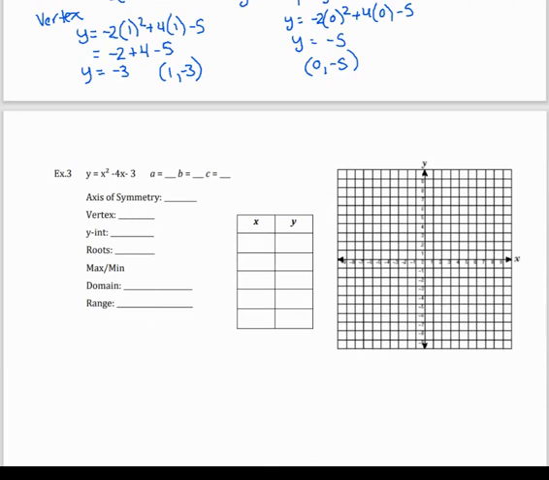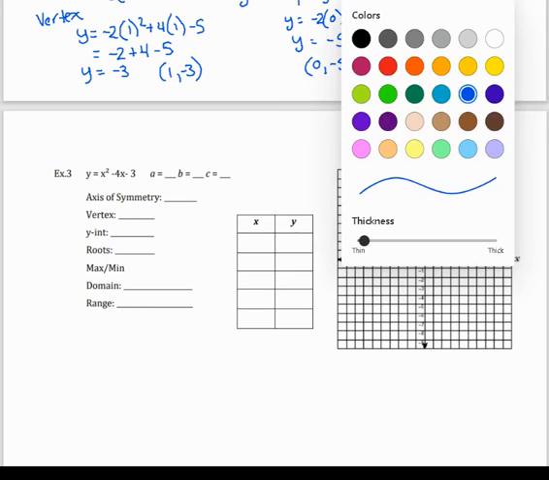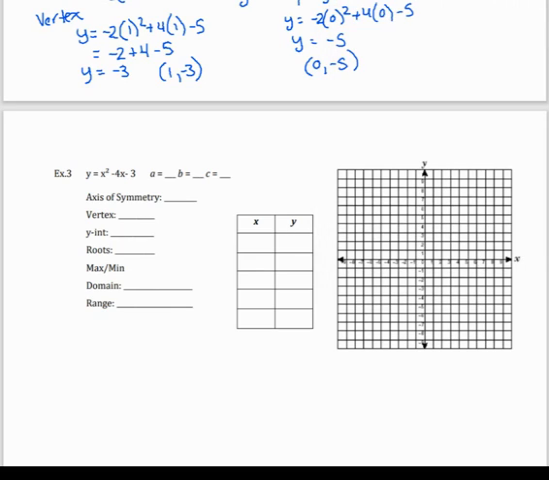I'm going to let you try example 3 on your own, but I am going to make one little note for this problem. For this problem, your roots are not exact values. So what I'm asking you to do is to estimate the roots.